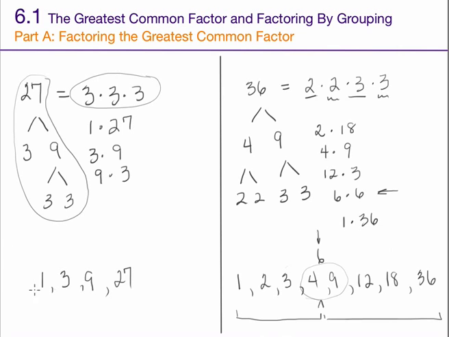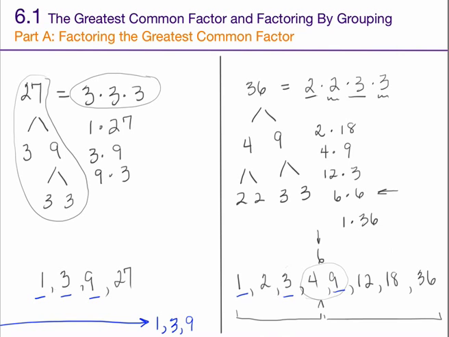Okay, so now we know what the factors of 27 and 36 are. What about common factors? Well, they both have 1 as a factor, they each have 3 as a factor, and they each have 9 as a factor. So the common factors of both of these numbers are 1, 3, and 9. Those are the factors that are common to both of these numbers.